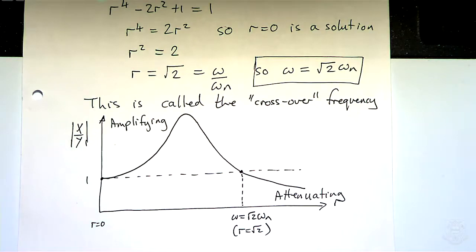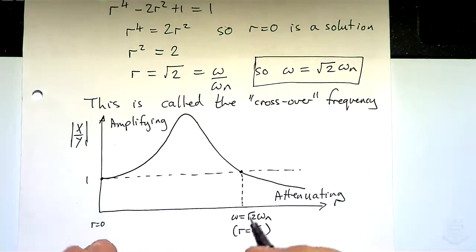So if you're trying to design a vibration system, or a system that has mass and stiffness, and you want to work out where you should put your frequencies, where you should design your parameters to operate, if you operate above the crossover frequency, then any signal you put in, you will actually reduce. So you'll come out lower.